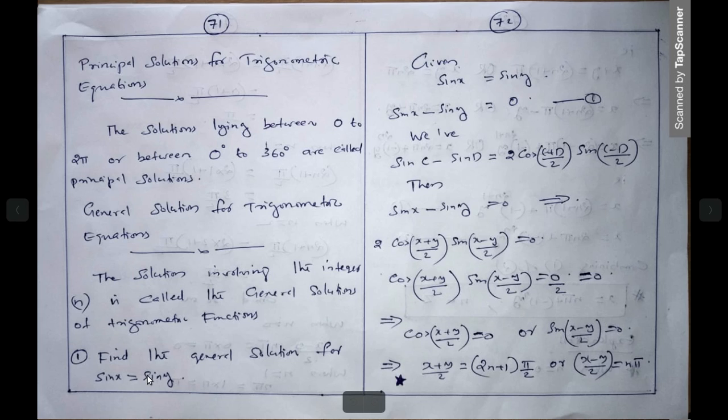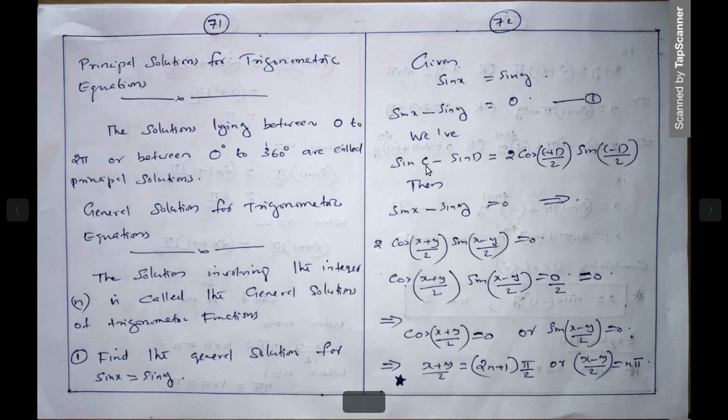Then we are looking at a question. Find the general solution for sin x equal to sin y, which is an equation. Sin x equal to sin y is an equation because there is an equal symbol. This can be taken as sin x minus sin y equal to 0.